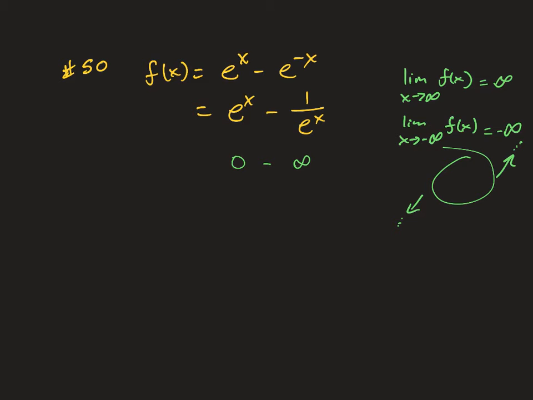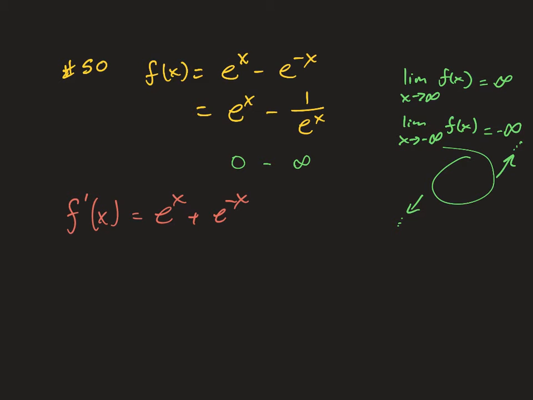So let's compute the derivative of this function, f prime of x. The derivative of e to the x is e to the x. And the derivative of negative e to the negative x is negative e to the negative x times negative 1, so that's going to turn into a plus e to the negative x. So this is our derivative.